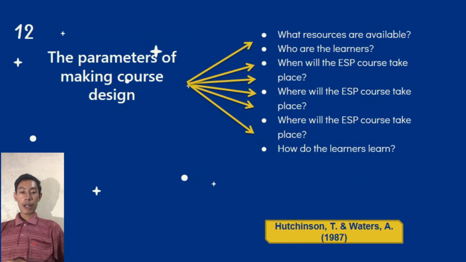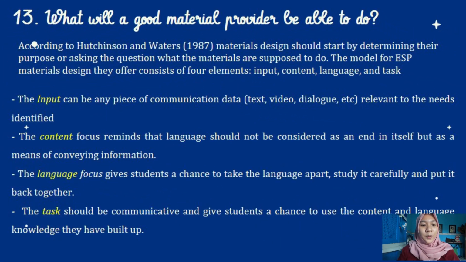And here is the parameter of making course design based on Hutchinson T and Waters A 1987. There are 5 points there. The first one, what resources are available? The second one, who are the learners? The third one, when will ESP course take place? And the fourth one, where will the ESP course take place? And the last one, how do the learners learn?